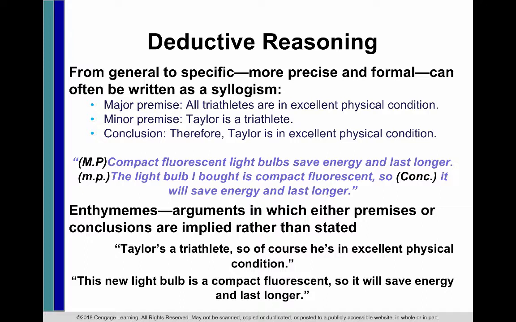We use deductive reasoning all the time, but we usually don't state all the parts of the argument. As you can see, these arguments look and sound kind of clunky. We don't generally talk this way. Lots of our deductive arguments are enthymemes, arguments in which either premises or conclusions are implied rather than stated. These last 2 sentences are enthymemes of the above arguments. In each case, the major premise is left out because we assume the audience knows that information already.